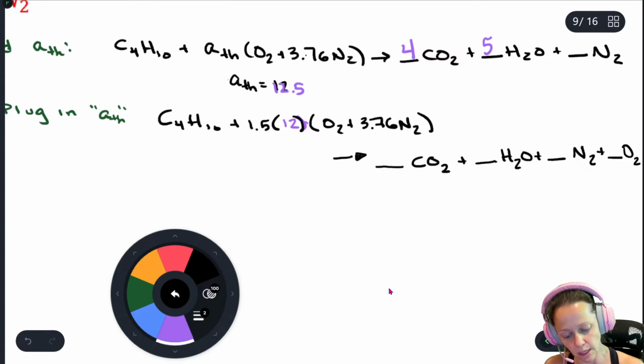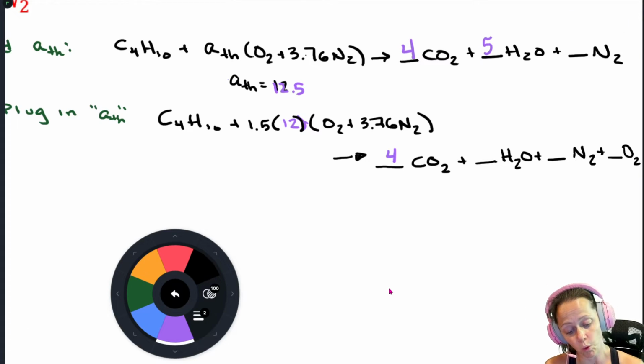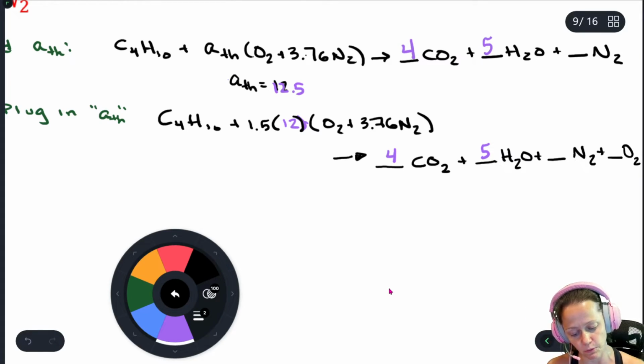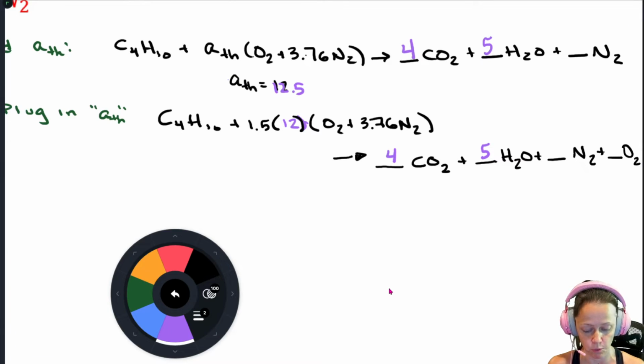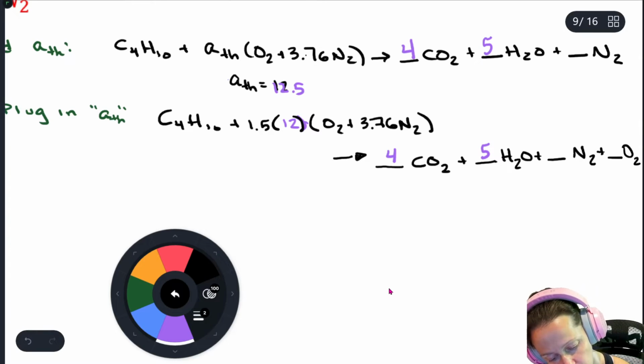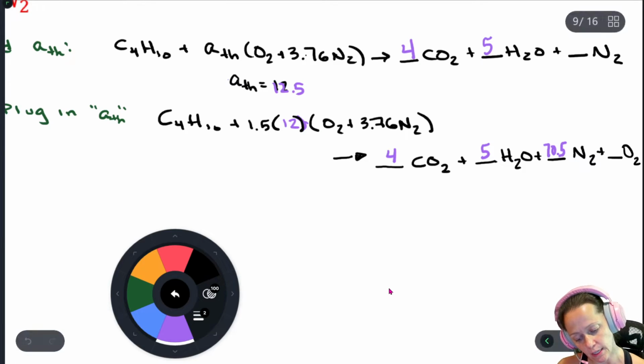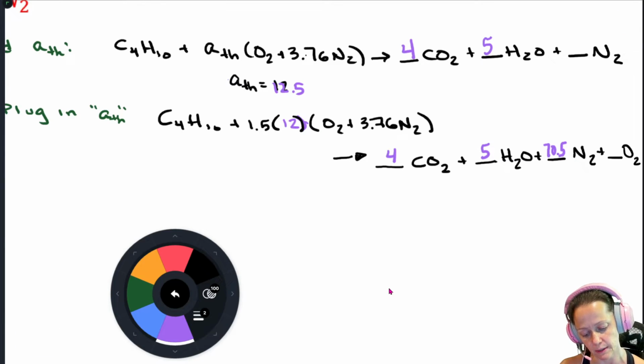All right, so this has got to be 4. For the water, this has got to be 5. For the nitrogen, it's going to be 1.5 times 12 times 3.76, which ends up being 70.5. And for the oxygen, it's going to be 1.5 times 12 times 2 minus 2 times 4, minus 5, all divided by 2. So it's going to be 6.25.